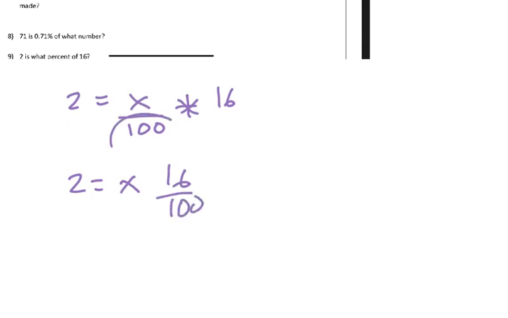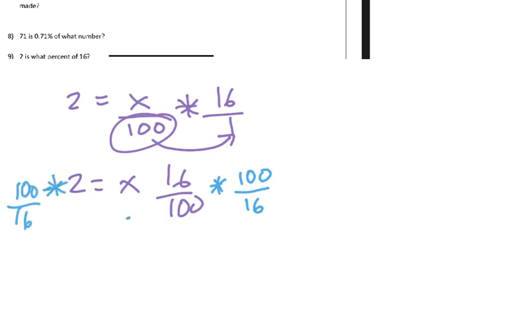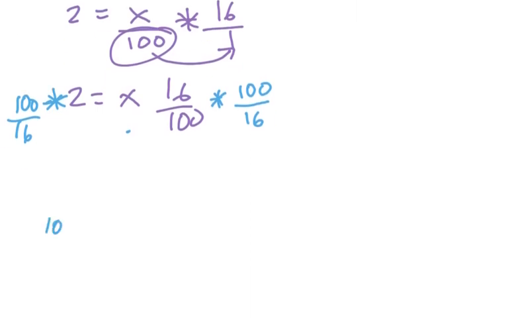Number 9 says 2 is what percent of 16? So again, just translating word for word, 2 means equal, x percent, that's x out of 100, of means multiply, 16. So note that this is the same thing as saying 2 is equal to x times 16 over 100. I can take the 100 and just put it under the 16, just to make it a little more aesthetically pleasing on the eyes. And I'm going to multiply by 100 over 16 on both sides. And what this is going to give me is 100 over 16 times 2 equals x.